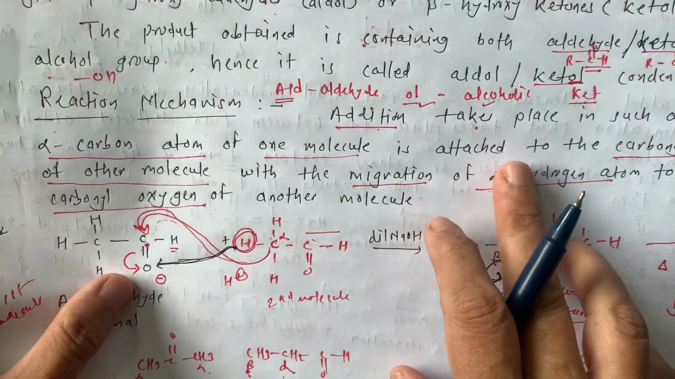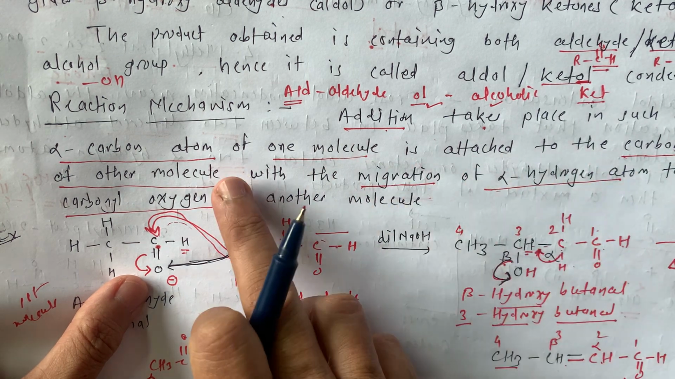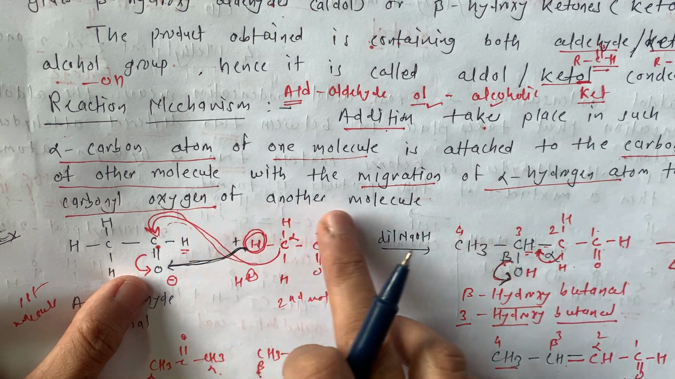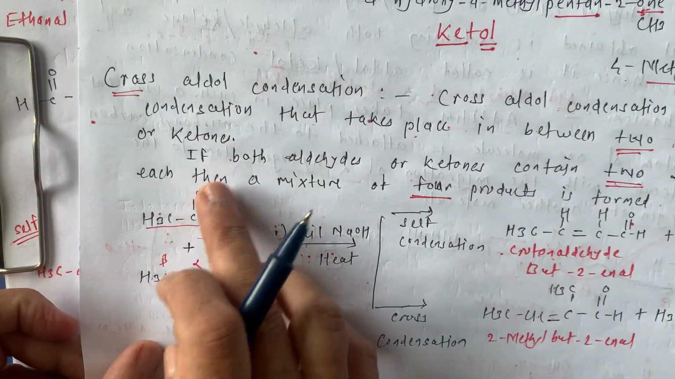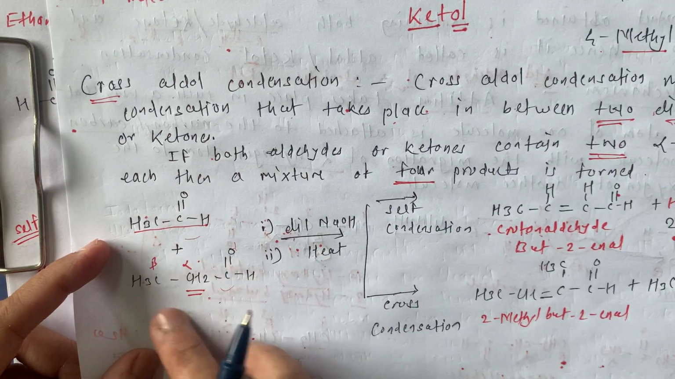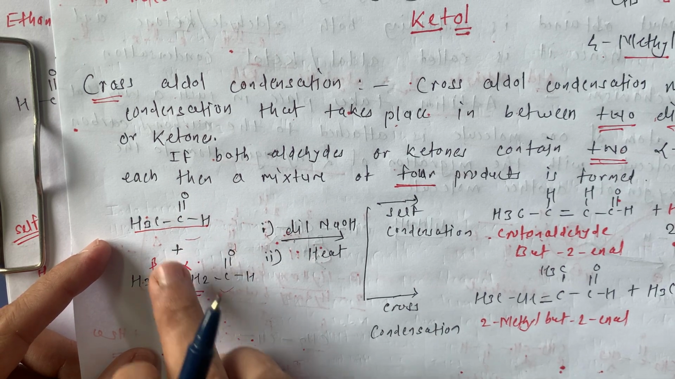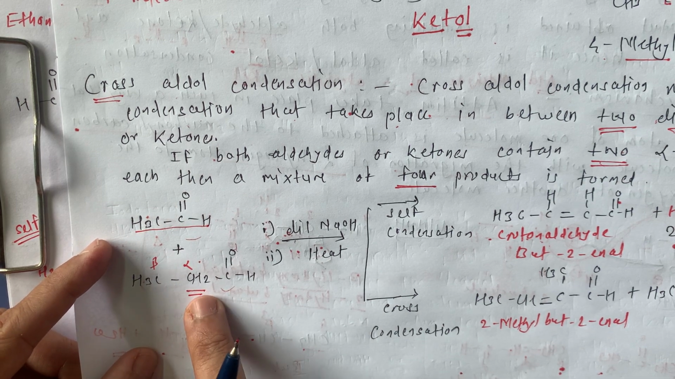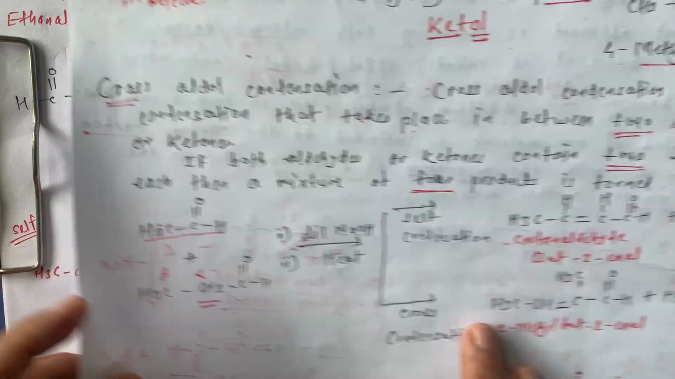Here, see. The alpha carbon atom of one molecule is attached to the carbonyl carbon of the other molecule, with the migration of the alpha hydrogen atom to the carbonyl oxygen. Now here we have to consider this is one separate identity, this is another separate identity, and there are two possibilities. If you think about this alpha carbon, the product will be different. If you think about this alpha carbon, means these hydrogens, then the product is different. Now I am going to explain this.